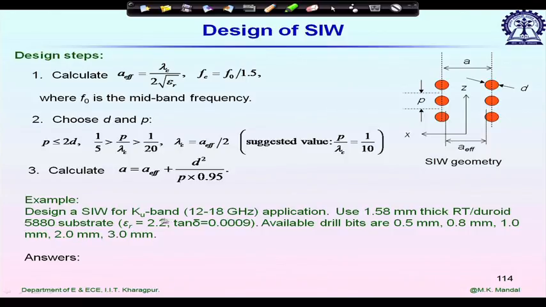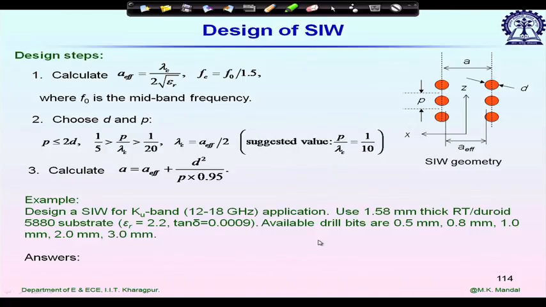Let us take one example. You are asked to design one SIW for Ku band application. My band of interest is Ku band, 12 to 18 gigahertz, and the available substrate is 1.58 millimeter thick RT/duroid 5880 substrate, for which epsilon r is equal to 2.2 and tan delta is 0.0009. Now we are going to fabricate it by using mechanical drilling, and the available drill bits are 0.5 millimeter diameter, 0.8, 1, 2 and 3 millimeter.